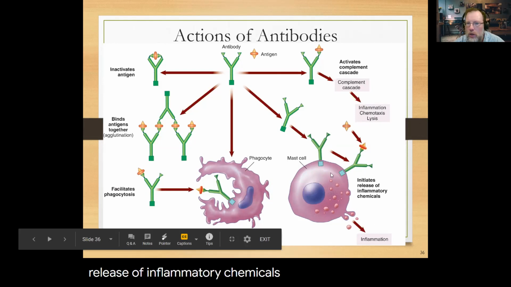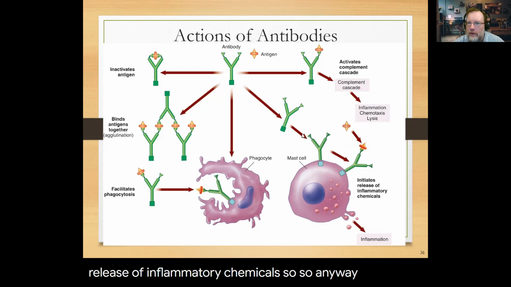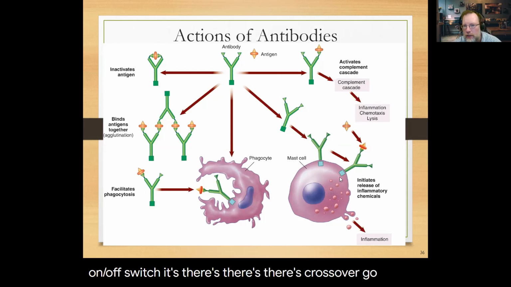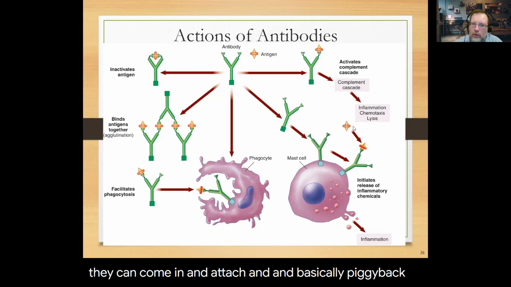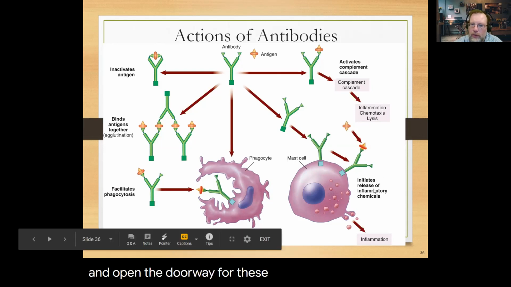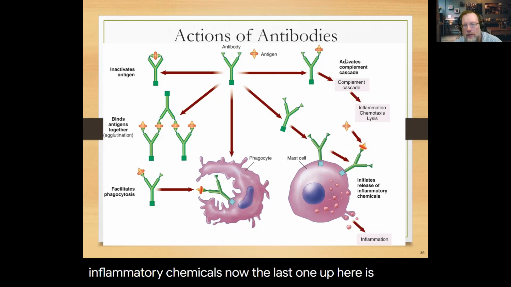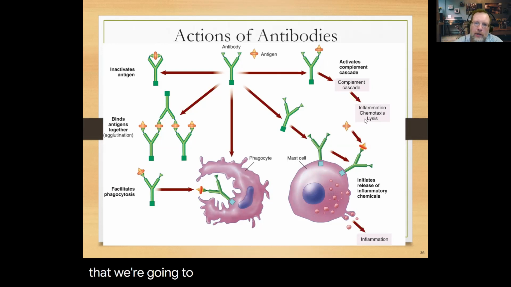inflammatory chemicals. So anyway, that second line of defense and third line of defense, it's not an on-off switch. There's crossover going on, and this is an example of that. Same with the phagocytes. We see the mast cells and phagocytes as part of that second line of defense, and these antibodies part of the third line. Well, they can come in and attach and basically piggyback and open the doorway for these cells to release their inflammatory chemicals.